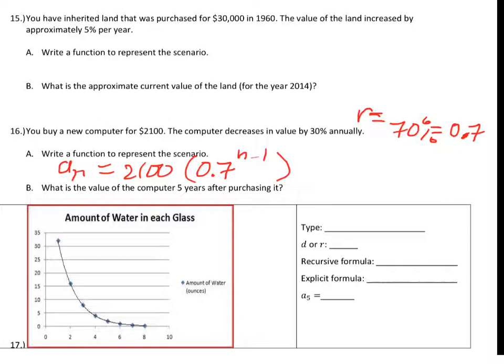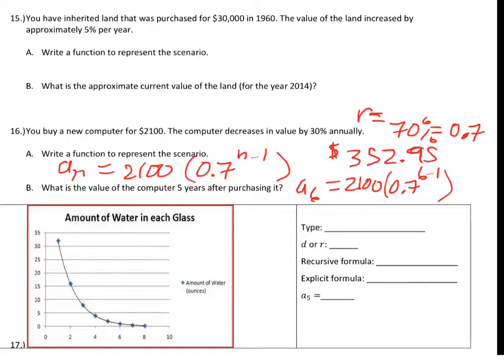And what's the value of the computer 5 years after purchasing it? Remember, year 0 is the first term of the sequence. So if you want to get how much is 5 years in, you have to get the 6th term of the sequence. 2,100 times 0.7 to the 6 minus 1 power is going to give you about 352, I'm going to write that up here, $352.95-ish cents, and we'll just round it up because that's pretty normal. Just round things up when it's above 0.5.